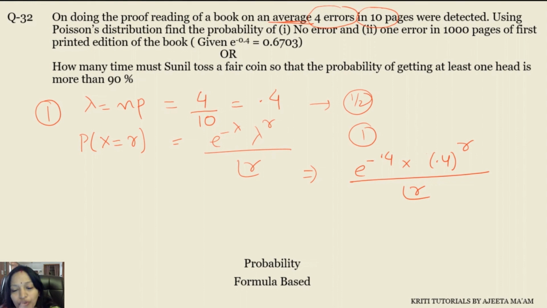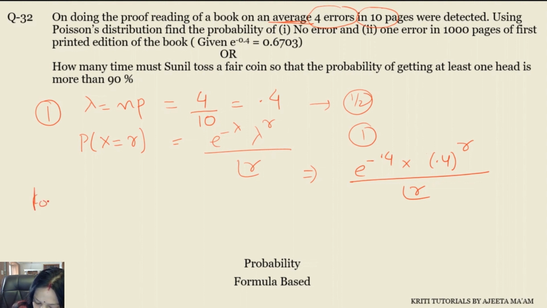This value of exponential minus 0.4 is already given to you in the question, which is 0.6703. करेक्ट, ये आपका तैयार हो गया. अब हमारे पास 1000 पेजेस में 0 error दिया है. So now you have to move accordingly. पहले हम 0 error का प्रोबेबिलिटी निकालते हैं और बाद में we will multiply by 1000. पहले हम परसेंटेज देख लेते हैं, फिर जितने भी पेजेस होते हैं we can multiply 1000, 10,000, 2000.